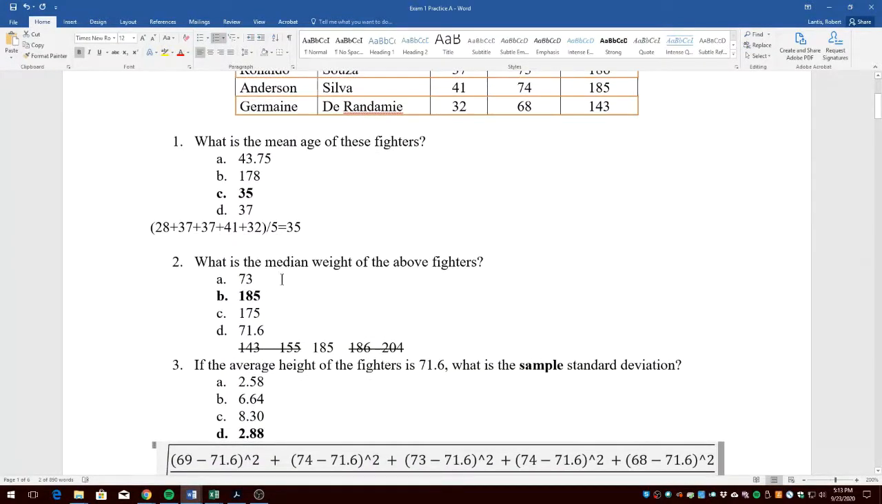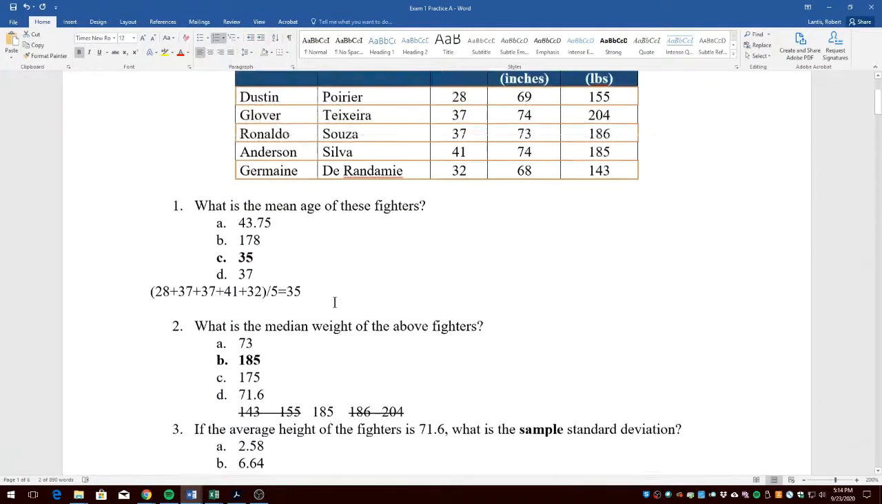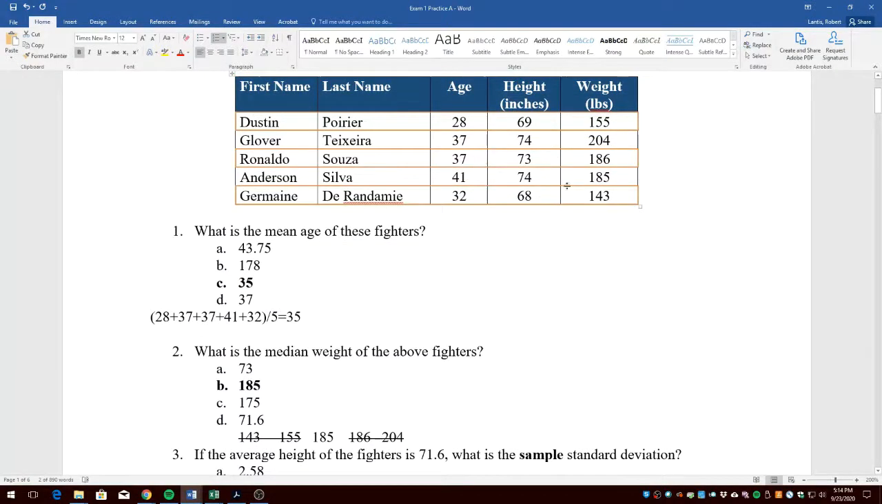Another thing that I left out as a measure of central tendency is the mode here. That's because in this data set, there's no repeated numbers for height or weight. But if I asked you for the mode of age, remember the mode was the number that happens the most frequently, or that happens the most number of times in our data set. So if we wanted the mode for this age variable, the only repeated value is 37, so the mode there would be 37.